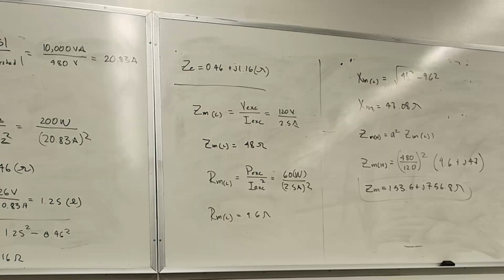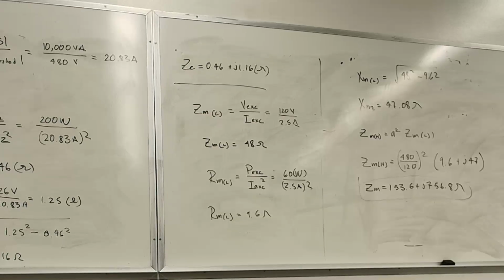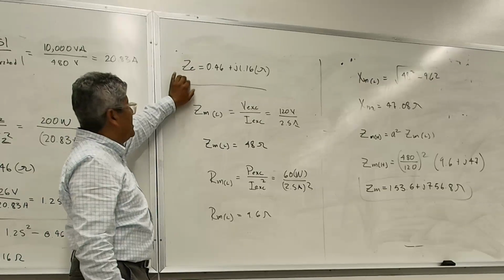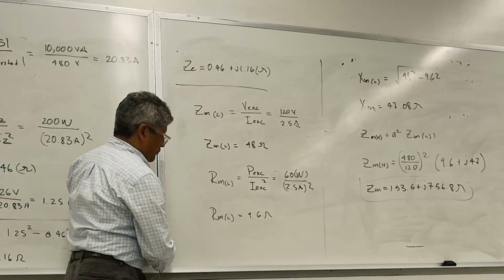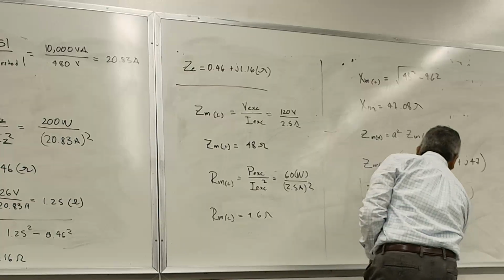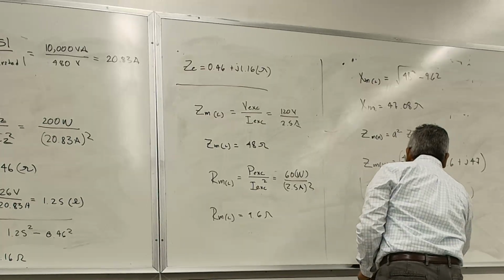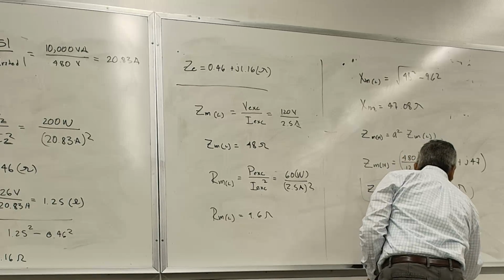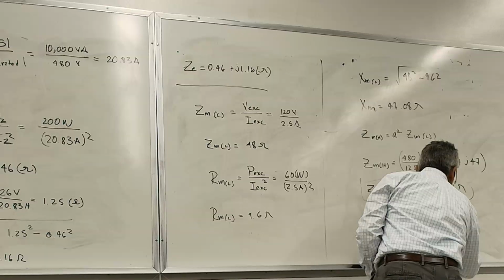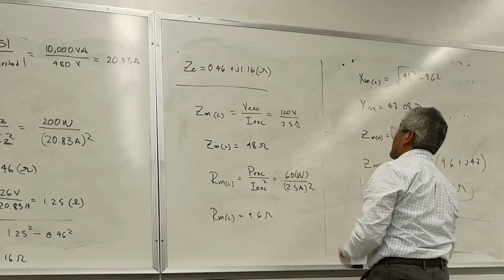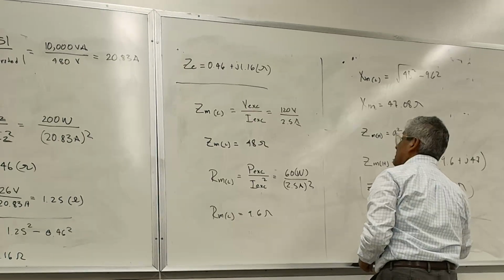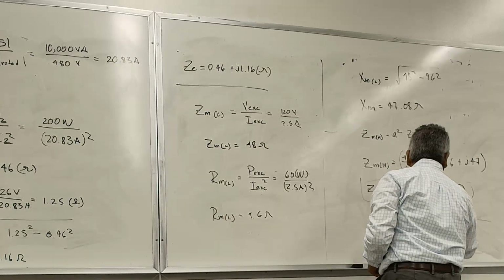Okay, so now I have the equivalent, and as I told you guys, 95% of the time you're not going to need the magnetizing branch. Most of your steady state analysis computation is this. So for all practical purposes, I'm going to ignore the magnetizing branch. Basically what we have is this now. So this was 0.46 ohms, J1.16 ohms.